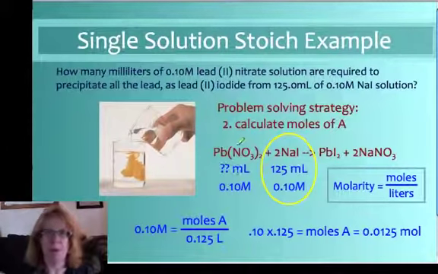This is my moles of B. I don't know what I've got yet. My moles of A, though, is what I'm going to deal with. So I'm going to use the molarity equation because I've got all the pieces I need for that, and try to figure out how many moles of sodium iodide I have.